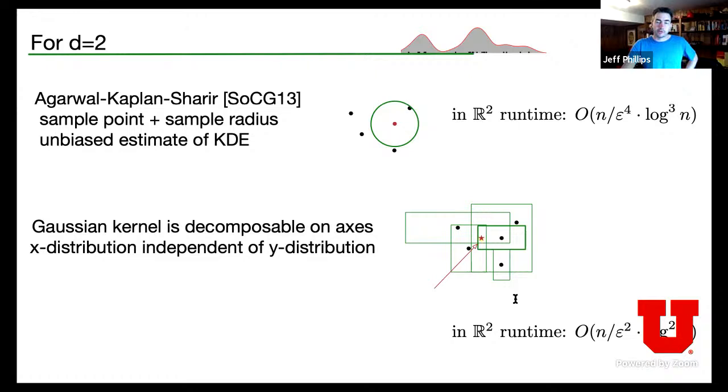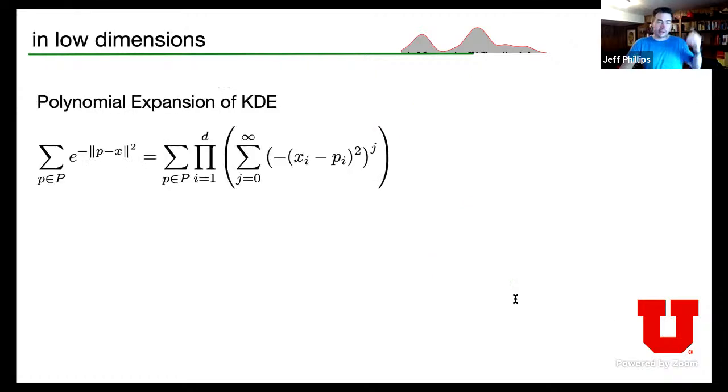Okay, the story in low and high dimensions is a bit more interesting, I think.